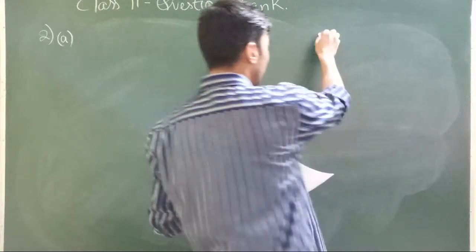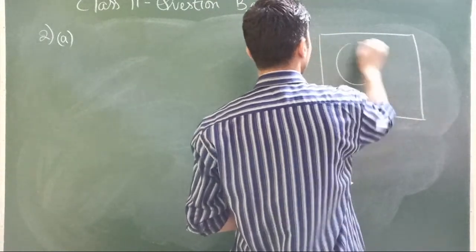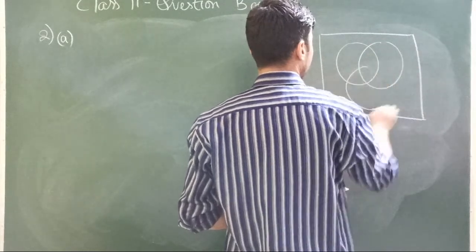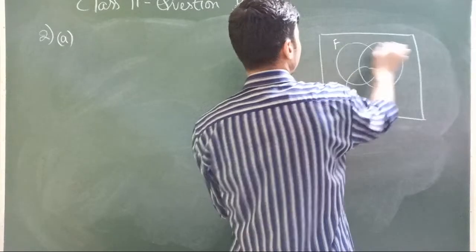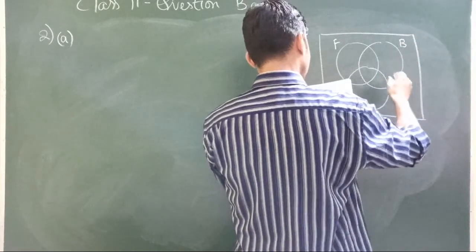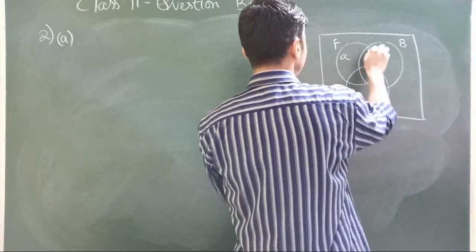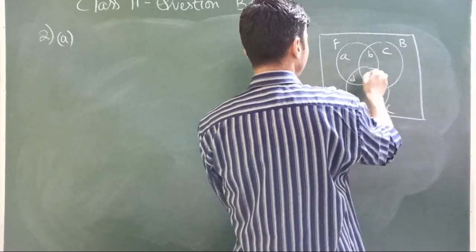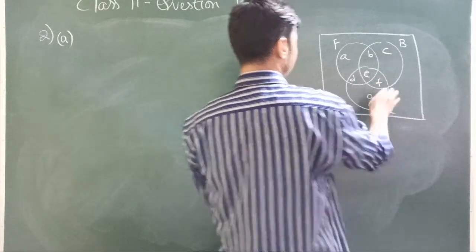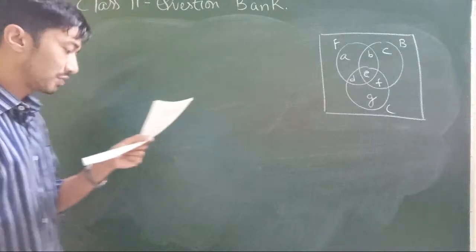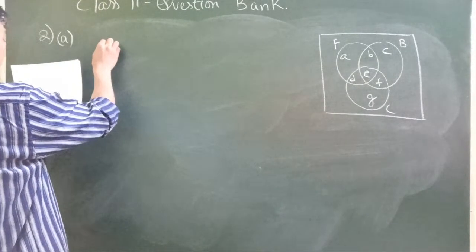For this, of course, we may not necessarily need the Venn diagram, but I'll just draw it so that you can get the concept behind that. Again, football, basketball, cricket. Just naming the bounded regions A, B, C, D, E, F, and G. So as per the question, I'm just doing it directly here.